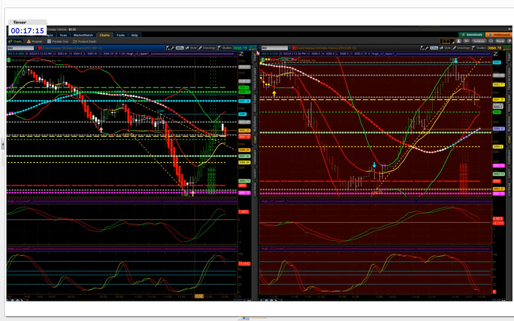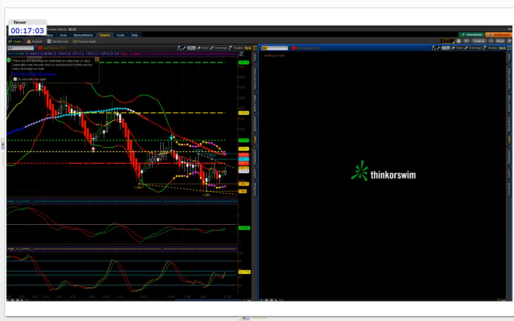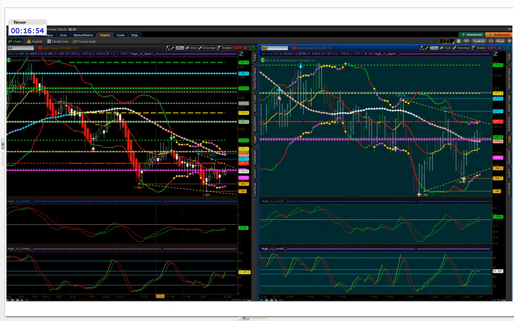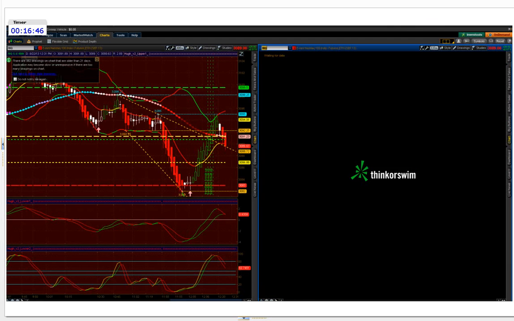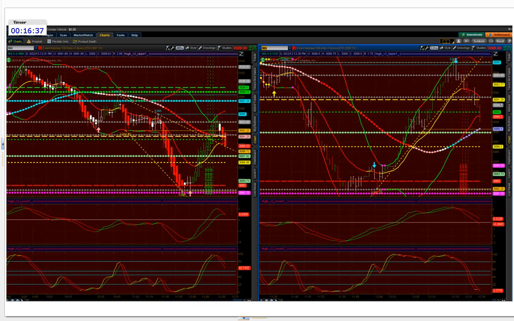Okay, I'm going to look at gold here. Okay, we're in squeeze. I'm going to flip back to the Nasdaq. I think we might be getting a little bit of a breakdown here. Yeah, I'm looking at a short setup here.